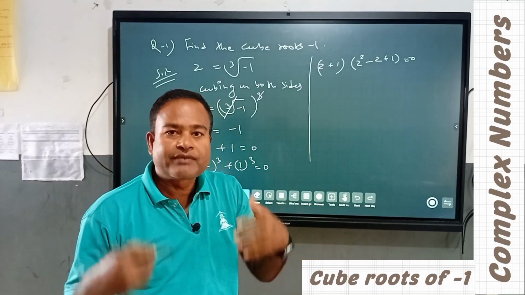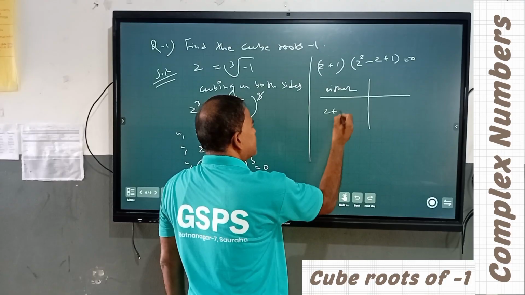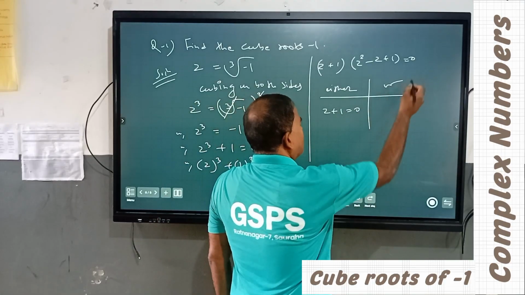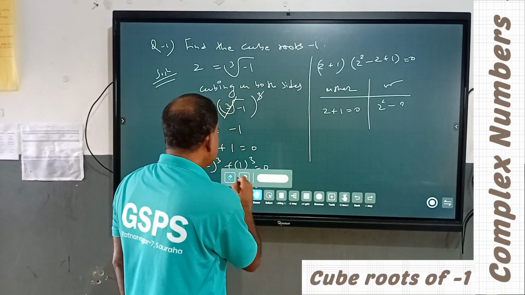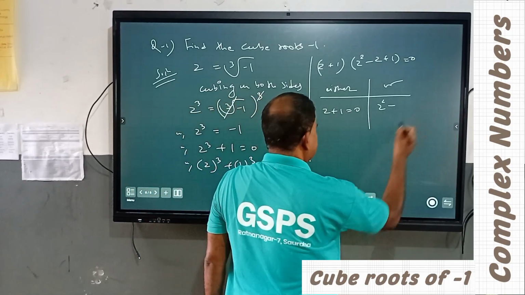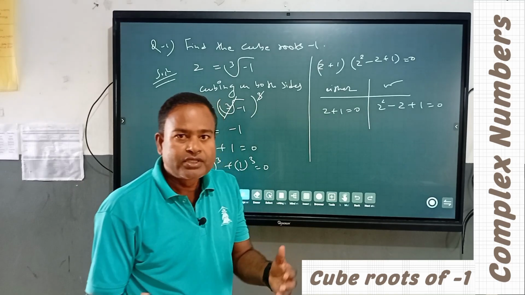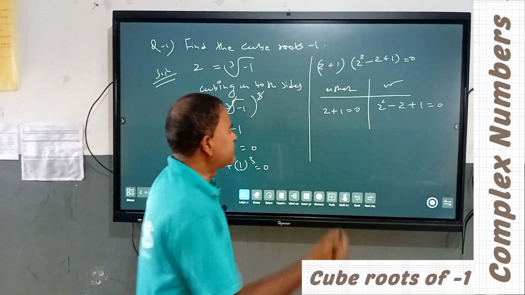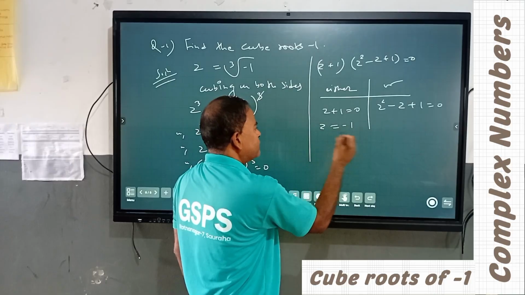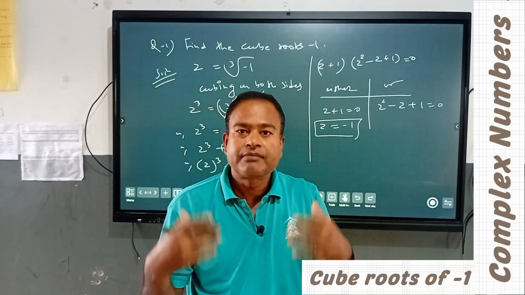So this means we have got two factors: either z plus 1 equals 0, or the second factor, z square minus z plus 1, equals 0. Dear students, by solving z plus 1 equals 0, we get z equals -1, which is the first cube root of -1.